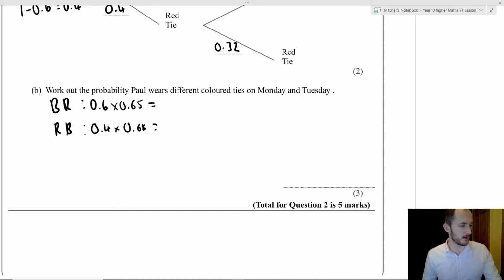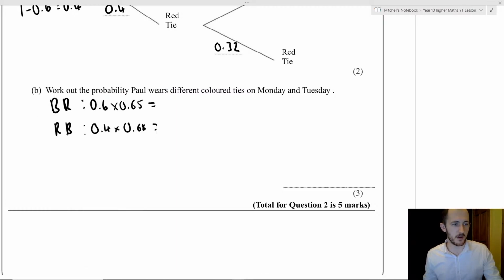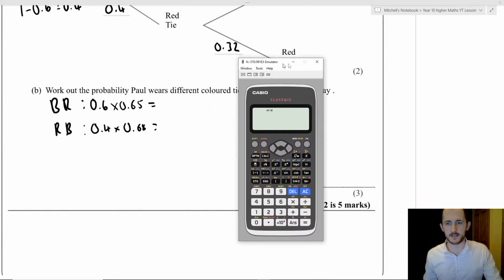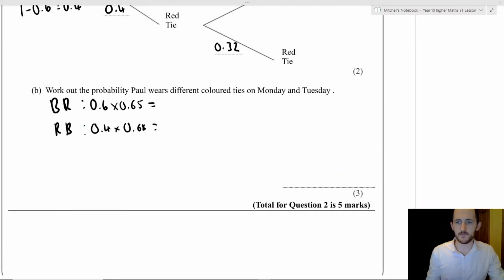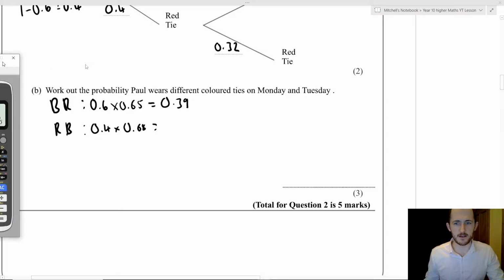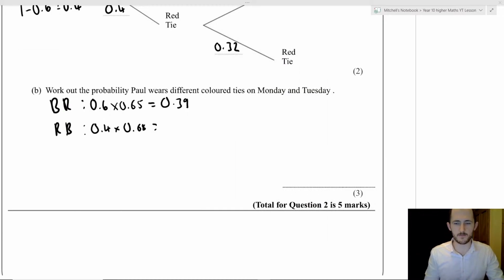So now we can pull up our, whoops, not that. It's Cortana. Pull up our calculator. Perfect. So 0.6 multiplied by 0.65 gives me 0.39. And then we also have 0.4 times 0.68, which is 0.272.